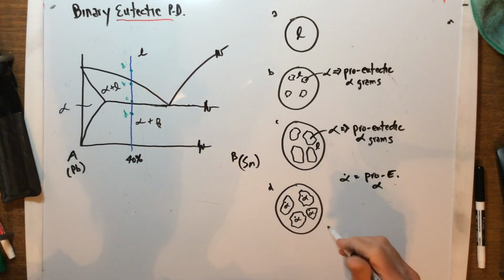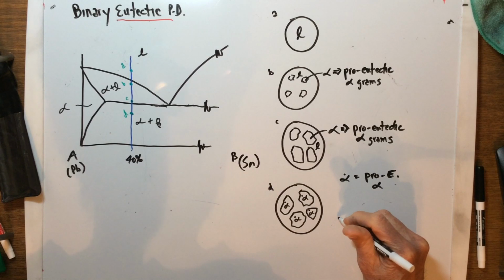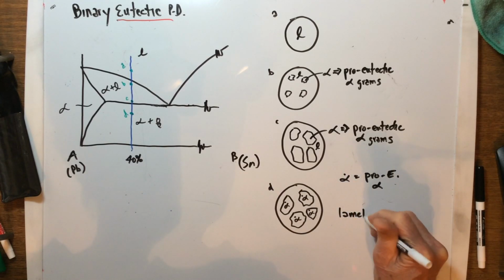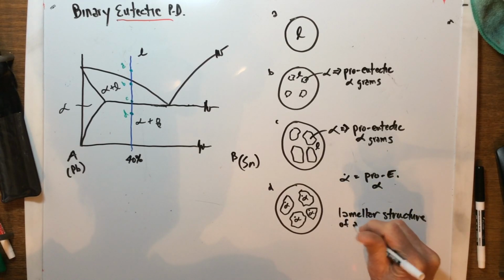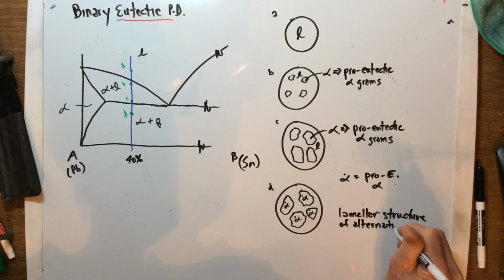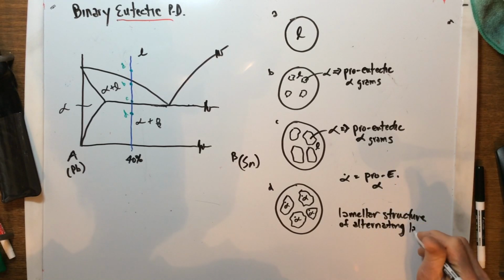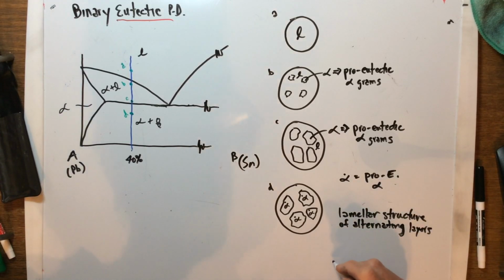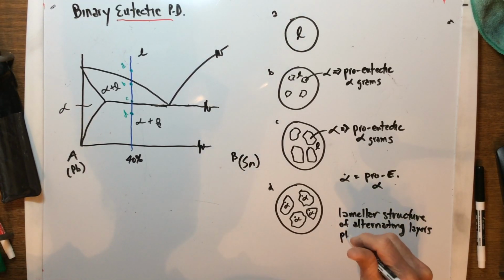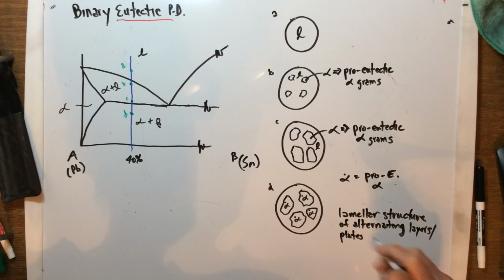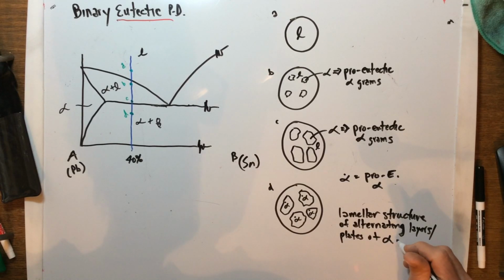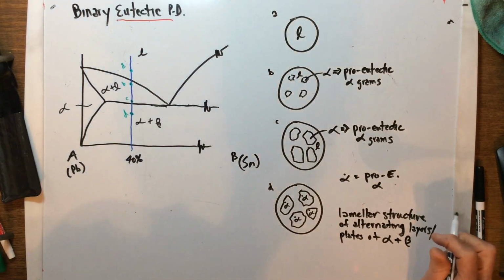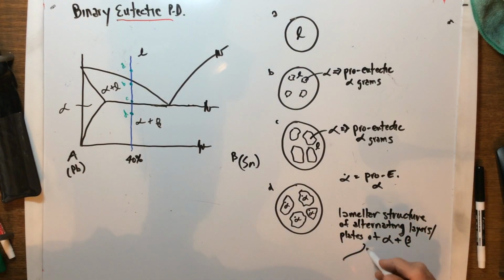And so what it forms is a lamellar structure of alternating, you can call it layers, you can call it plates, whatever you want to call it, layers or plates of eutectic alpha plus eutectic beta. All right. So this is what it's going to look like.